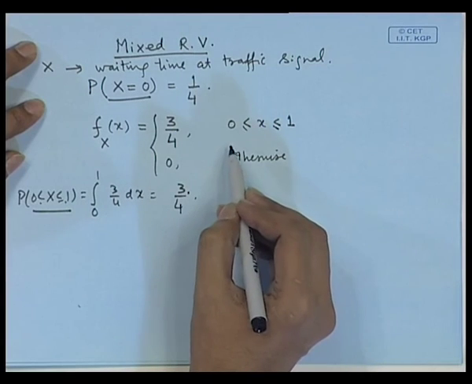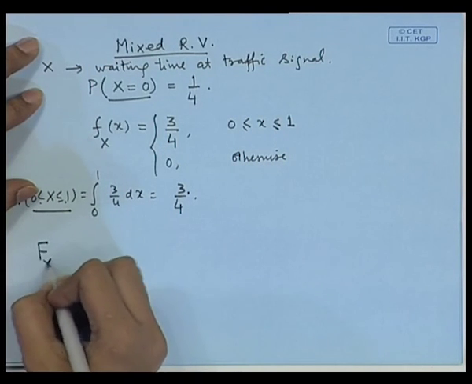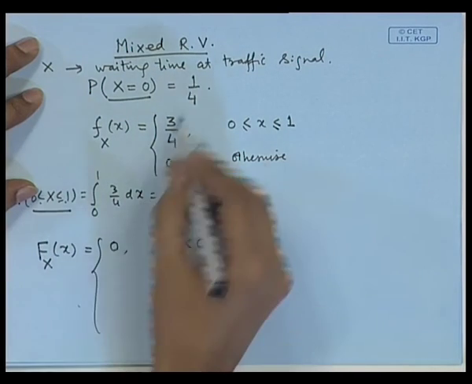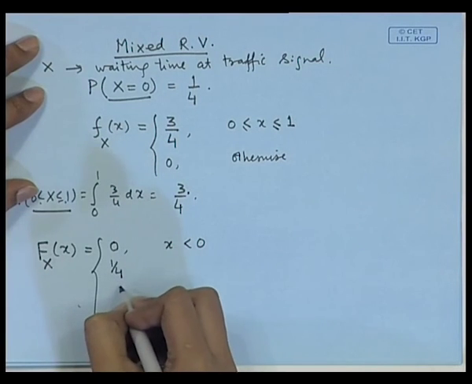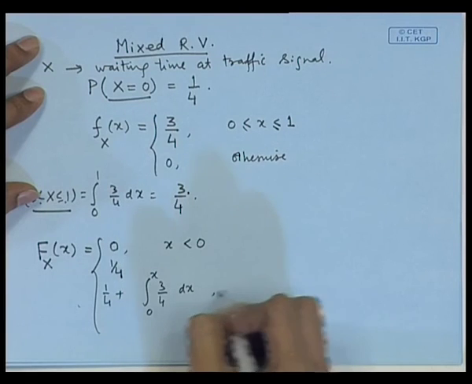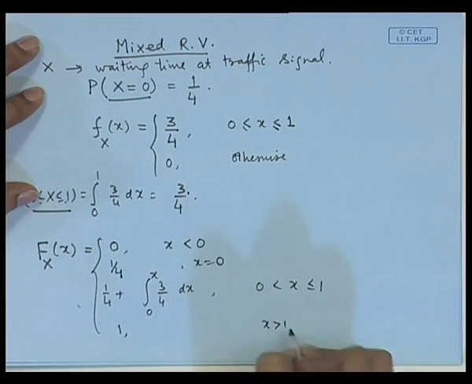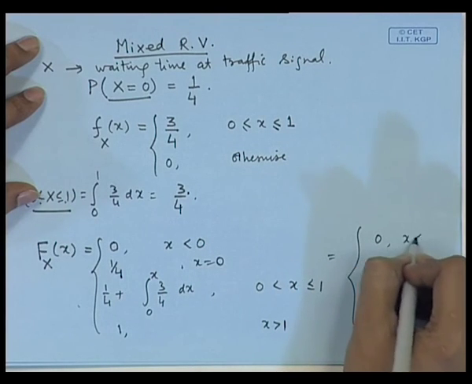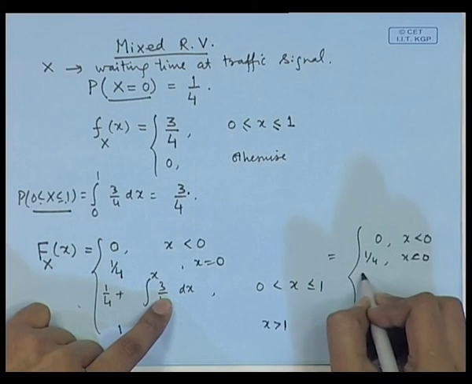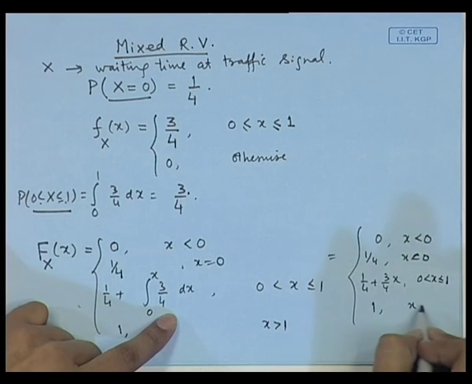But here the distribution is not for a totally discrete or totally continuous random variable. We can also look at the CDF of this particular random variable. Before x equal to 0, it is 0. At x equal to 0, it is becoming 1 by 4, and thereafter it is 1 by 4 plus the integral of 3 by 4 dx from 0 to x. And of course, it is equal to 1 for x greater than 1. So, if we expand it, it is 0 for x less than 0, 1 by 4 for x equal to 0, and here it is 1 by 4 plus 3 by 4 x for 0 less than x less than or equal to 1. It is 1 for x greater than or equal to 1.